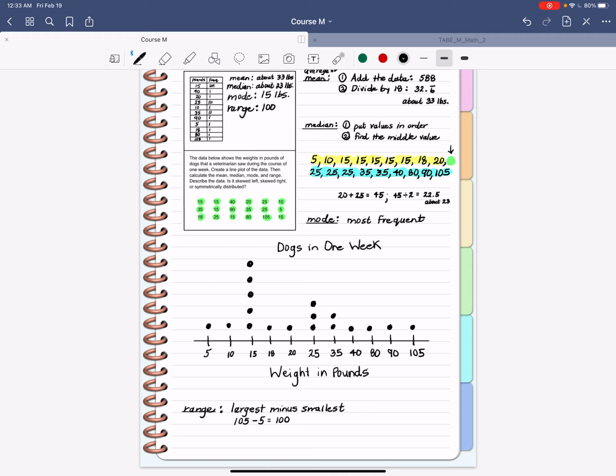So this is a very wide range. We had big dogs and little dogs, and that means that the range is very wide. Sometimes range will be very tight. You may just have a difference of 2 or 3 pounds as opposed to 100 pounds. But these dogs varied quite a bit. Okay, I'm going to hold off on distribution and skew for just a minute. We'll come back to that.